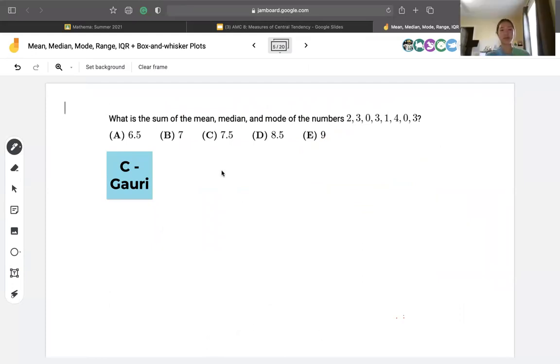So first of all, please don't go ahead, since we're going through this together and we want to give a chance for everybody to solve it on their own. So our first question is, what is the sum of the mean, median, and mode of the numbers 2, 3, 0, 3, 1, 4, 0, 3? And once you get your answer, you can just put the letter.